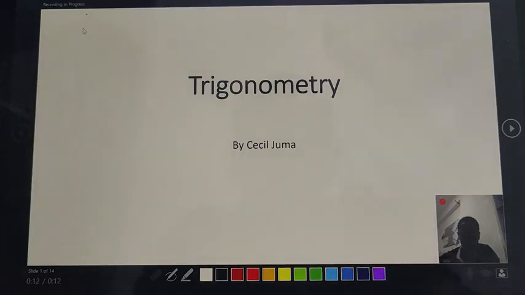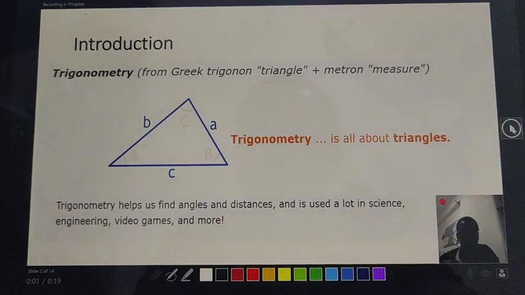Our topic today is trigonometry, and you'll be with me, Cicero Juma. Let's look at some introduction concerning trigonometry.